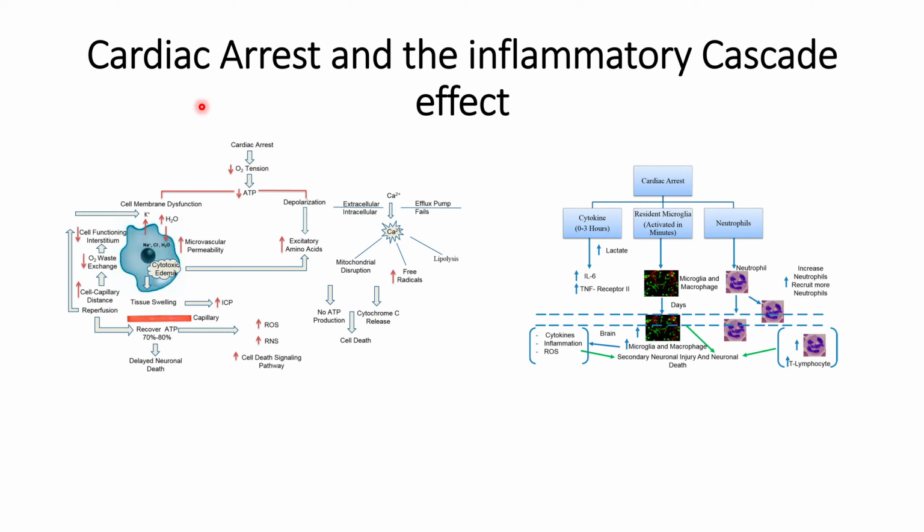In this video, we will discuss cardiac arrest and the inflammatory cascade effect because of cardiac arrest. Let us start with this left figure. The cardiac arrest will lead to oxygen deficiency, and this will lead to less formation of ATP, and we know that ATP is the main source of energy for the cells.